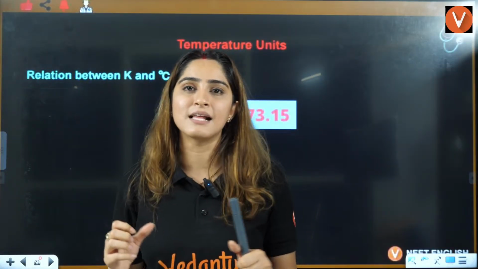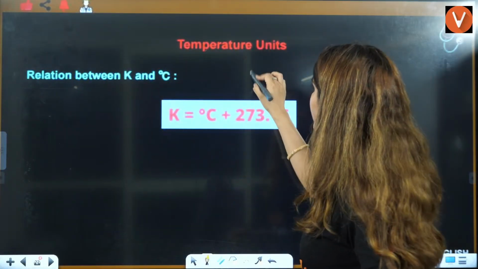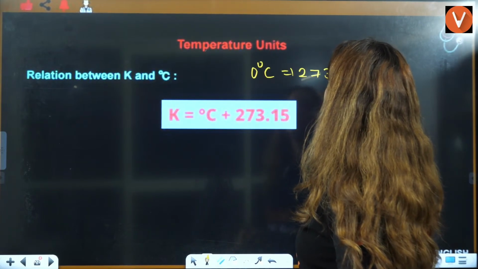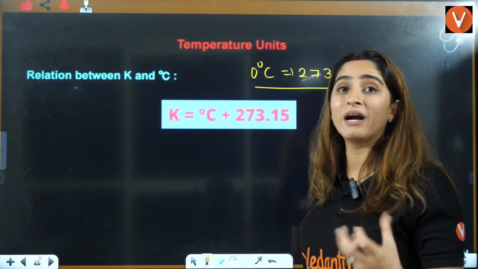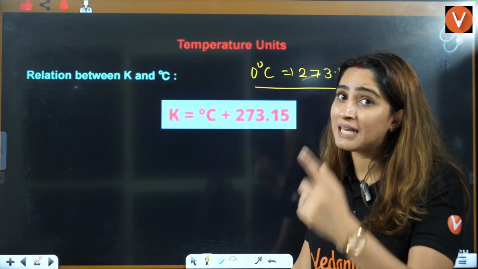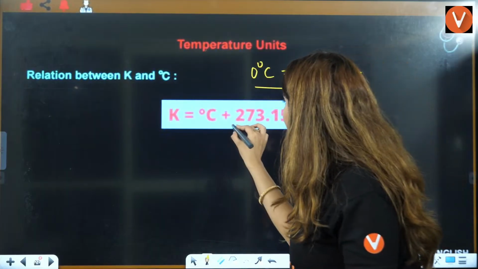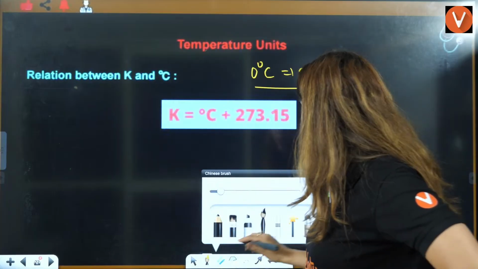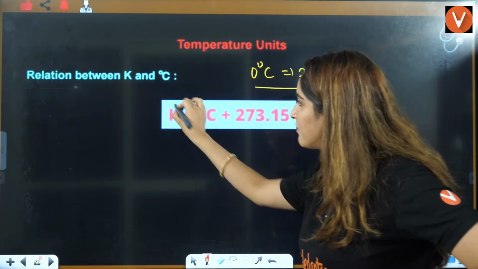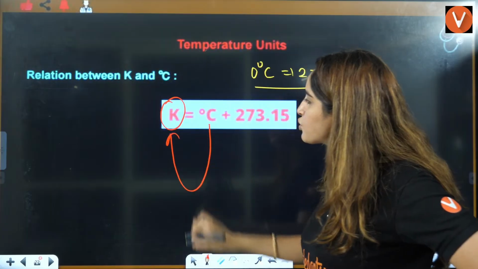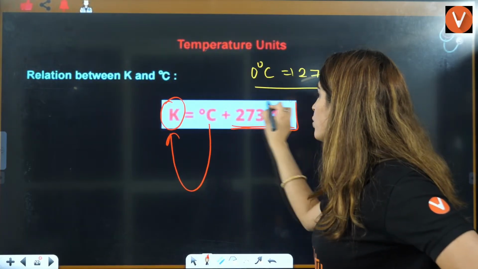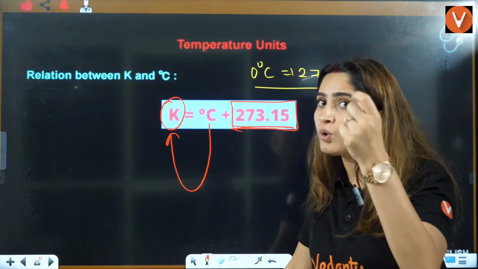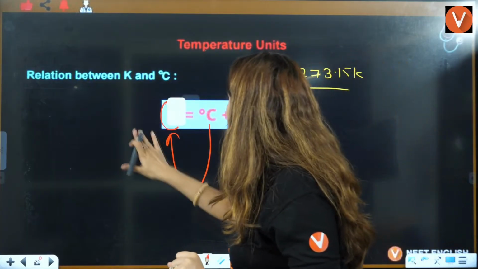Kelvin and degree Celsius: we can say that 0 degrees Celsius is equal to 273.15 Kelvin. So whenever you want to convert from degree Celsius to Kelvin, just add 273.15 and that will be converted to Kelvin, right? Okay.